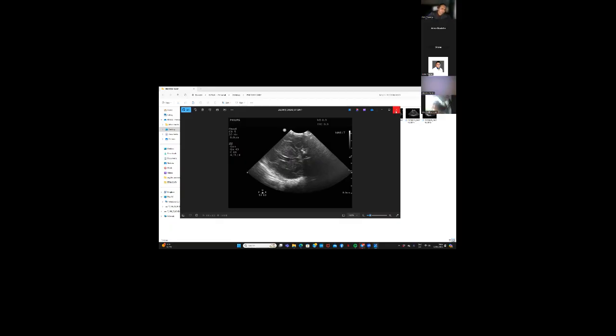This is just another mastoid view which I was trying. I was trying both axial and coronal.